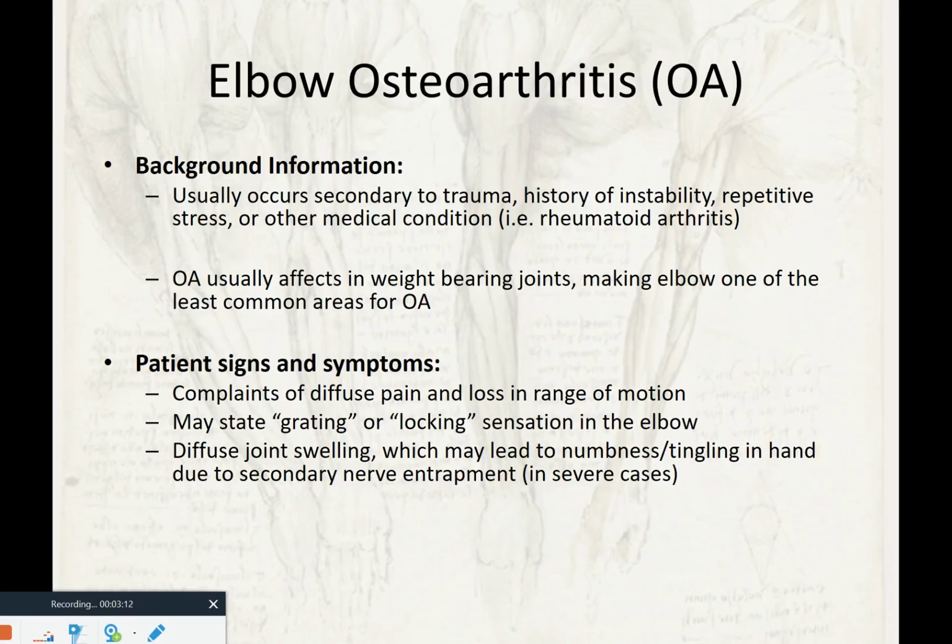Elbow osteoarthritis, or OA. This usually occurs secondary to trauma, history of instability, repetitive stress, or other medical conditions, including rheumatoid arthritis. Osteoarthritis usually affects weight-bearing joints, making the elbow one of the least common areas for OA. Patient may complain of diffuse pain and loss in range of motion. They may state a grating or locking sensation in the elbow, and they might have diffuse joint swelling, which may lead to numbness and tingling in the hand, and this is secondary to nerve entrapment, just due to the increased intercompartmental space.